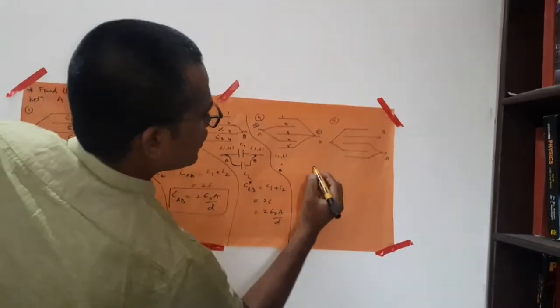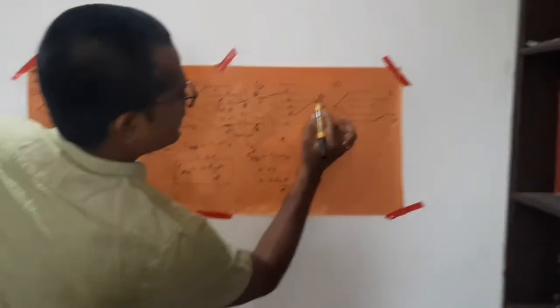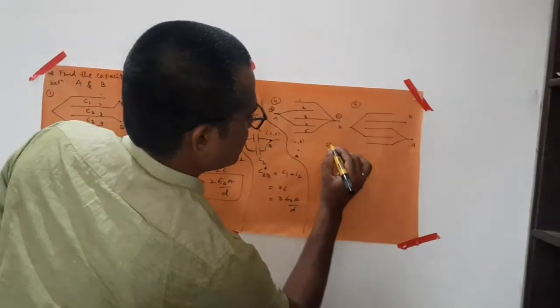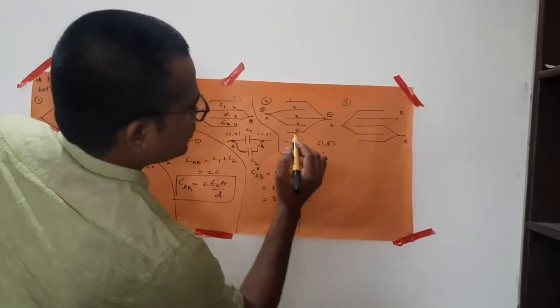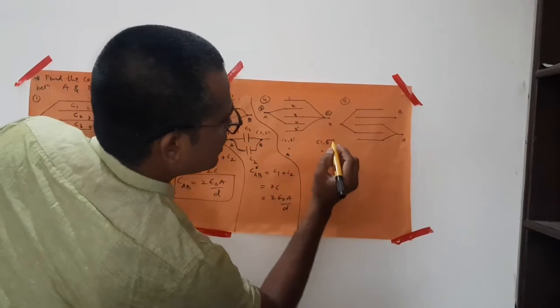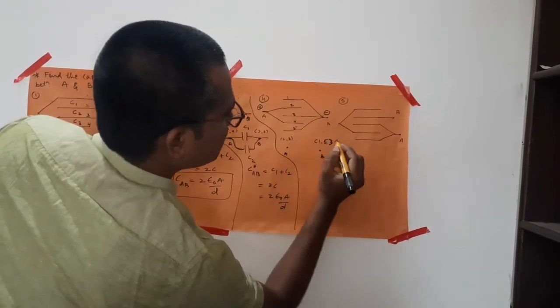Now, I will go to B. Here is B. And B is connected to how many plates? Plate 1 and plate 5. So here, plate 1, 5. Okay, 3 is also connected to what? I'll just write it here itself. 3 is also connected to B.